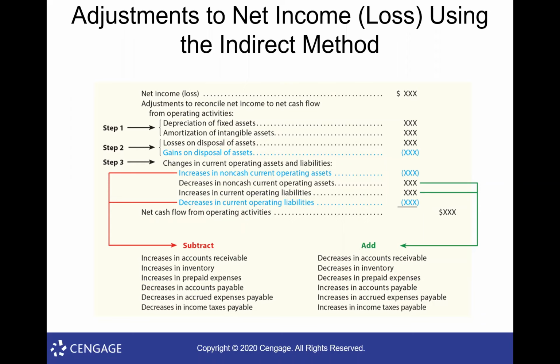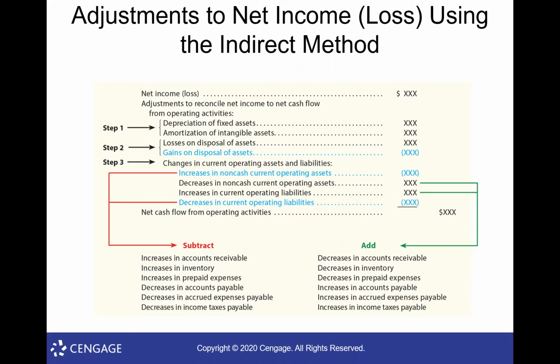But it's not really an operating activity. It's not what we do day to day. So we're going to record that gain later on in the cash flow statement down in the investing section. So what we do is if we had a loss on disposal of assets, we add it back in. And if we had a gain on disposal of assets, we subtract it out. That's step two.